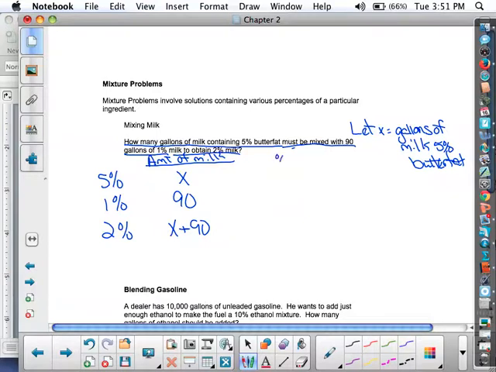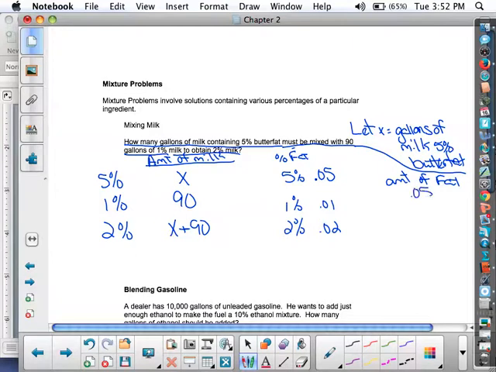Then I have percent of fat. So that's 5%, 1%, and 2%. Remember to convert that to a decimal, so 0.05, 0.01, 0.02. And then I will have the amount of fat. So when I multiply across, I get 0.05x, 0.01 times 90, and then 0.02 times (x plus 90).